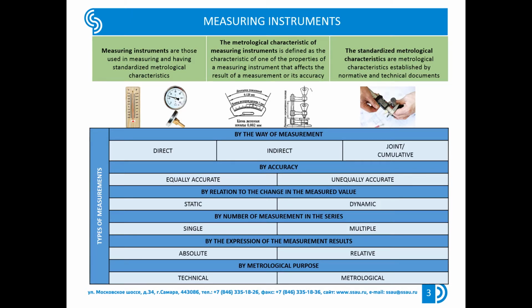Measurements are divided into direct, indirect, and joint or cumulative measurements, according to the way the value of the quantity to be measured is obtained. Measurements are divided into equally accurate and unequally accurate according to their accuracy. Measurements are divided into static and dynamic in relation to changes in the quantity being measured. Also, they are divided into single or multiple measurements according to the number of measurements in the series. According to the expression of the measurement result, they are divided into absolute and relative. By metrological purpose, technical and metrological.